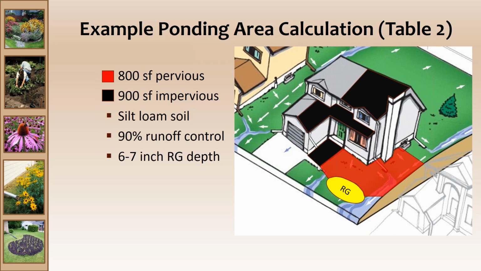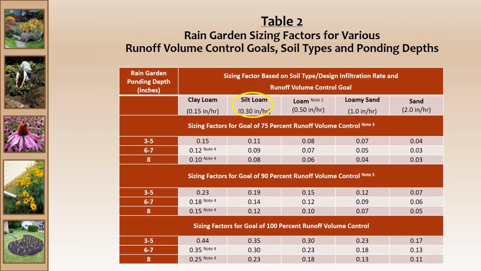So you go back to the table and you pick out your silt loam soil. For the pervious surfaces, you always use 75% runoff control volume.